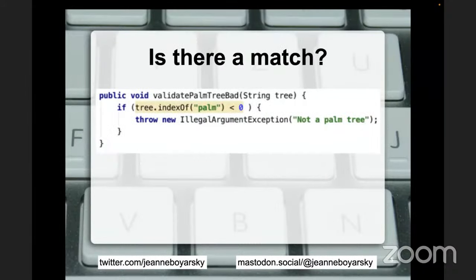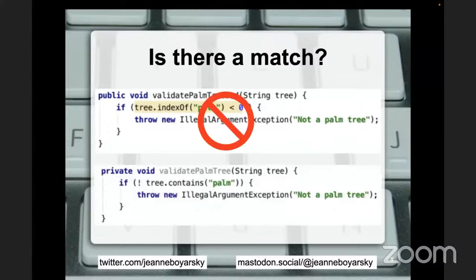All right. So the first piece of code is not an idiom. It's how we used to do things, which was tree index of palm less than 0. This checks whether or not it's a palm tree. And it does work, but it makes you think. And anytime you see something with string indexes, you should think this is not how we write code anymore. This is how we used to write code. IntelliJ even tells you not to do that.